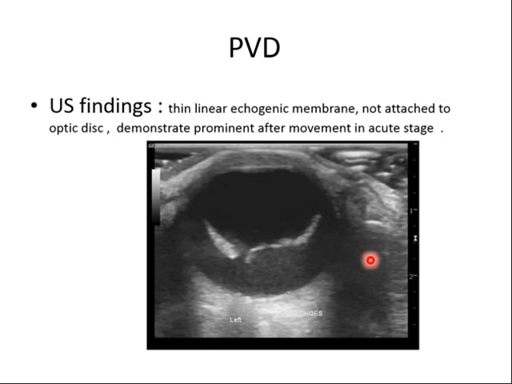Posterior vitreous detachment. As in this case, this linear echogenic membrane that we are seeing in front of the optic disc is not attached to the disc. This is vitreous detachment. It is very mobile, especially in the acute setting, and it characteristically shows after movement. In the dynamic study, when the patient moves the eye and stops, this membrane is still moving. Yes, it's highly floating. This is vitreous detachment.